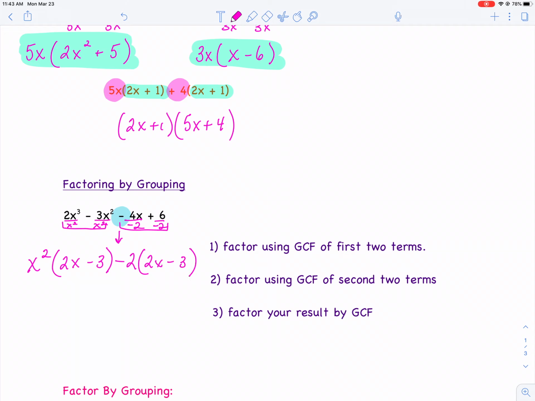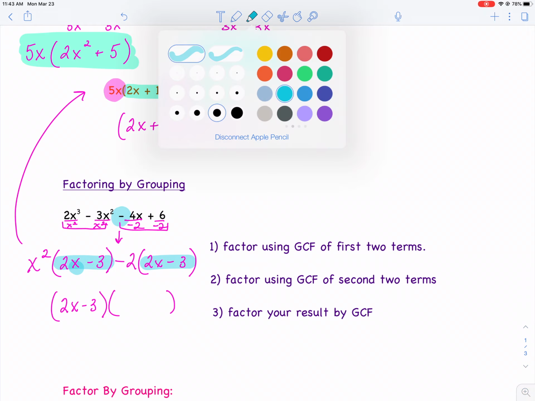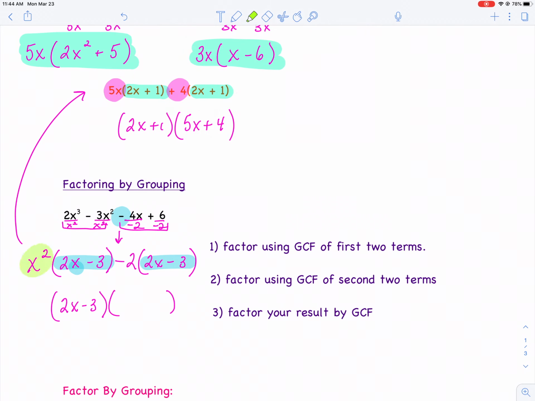And now, what do you notice? Look at your two sets of parentheses, 2x minus 3 and 2x minus 3. They match, and it looks just like this example from the do now. That means that 2x minus 3 is one of your factors. Can anybody name the other factor? Well, hopefully you all said x squared minus 2. That is your other factor.